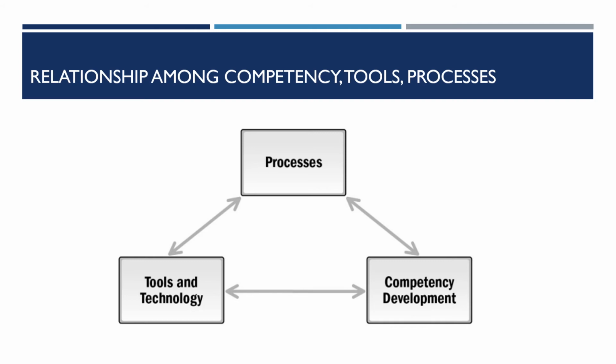For example, if the organization has competency management in place, they may not need a detailed process. A checklist kind of scenario will work for them. But if the competency is very low, competency development is low, or competency management is not there in the organization, you may need very detailed, well-defined processes. That's how processes, competency development, and tools and technologies are closely related to each other.